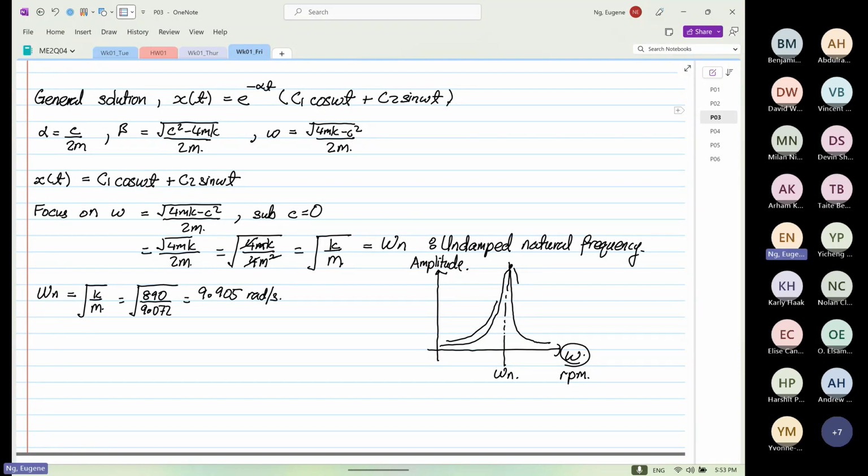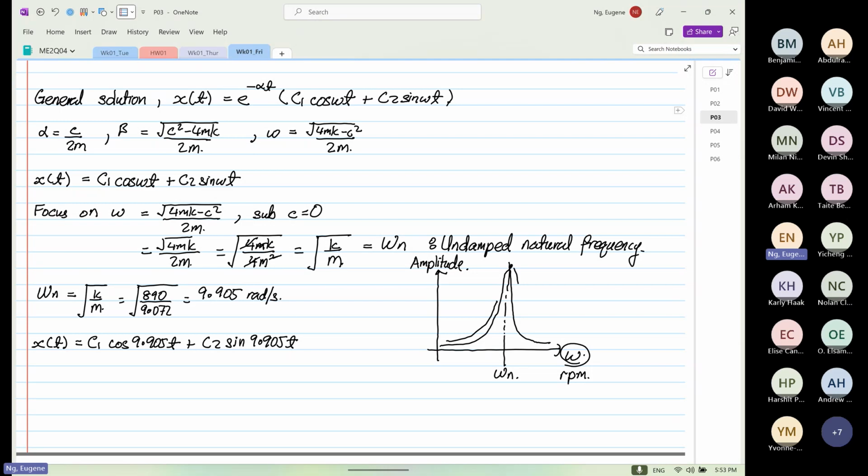So now we don't have too much to go. We know x as a function of time. So this is equal to C1 cos 9.905 t plus C2 sine 9.905 t. And this is our general solution.